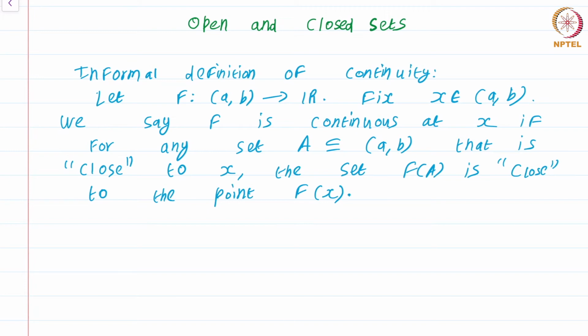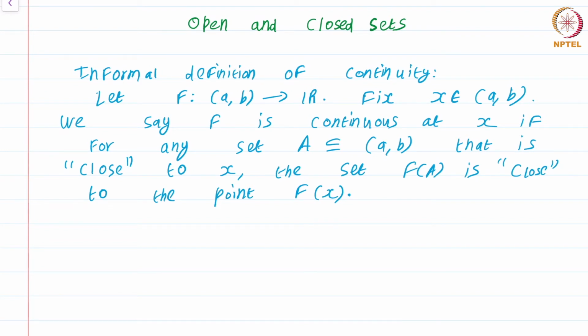So this is an informal definition because we don't really know what the term in quotes, close, really means. All this is saying is, for a function to be continuous at a point, if you take a set that is close to that point, the image of that point and the image of that set should also be close to each other. So this neatly captures our intuition about continuous functions. Now let's try to make this notion of close precise.